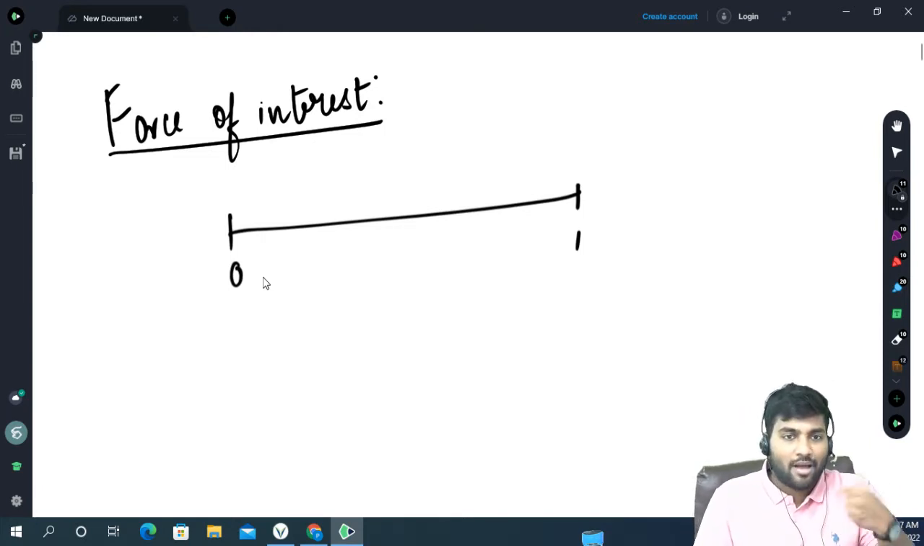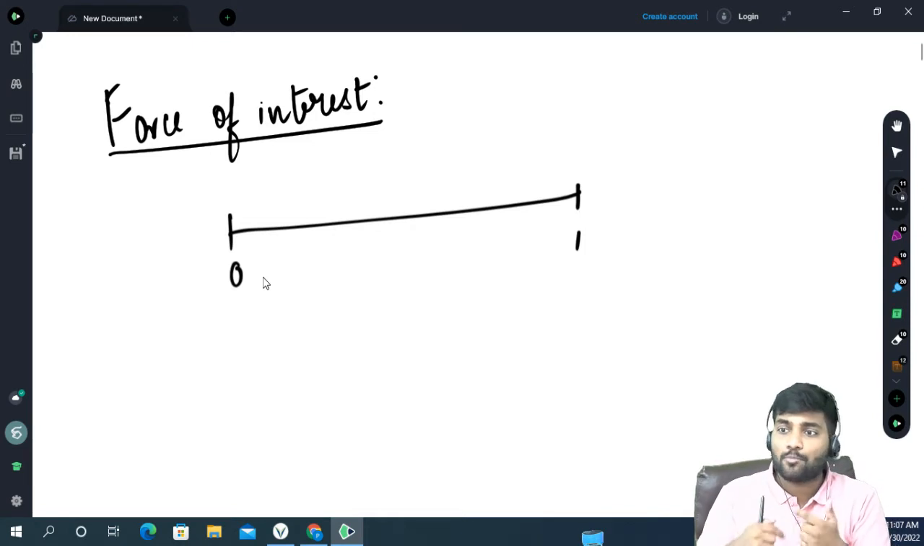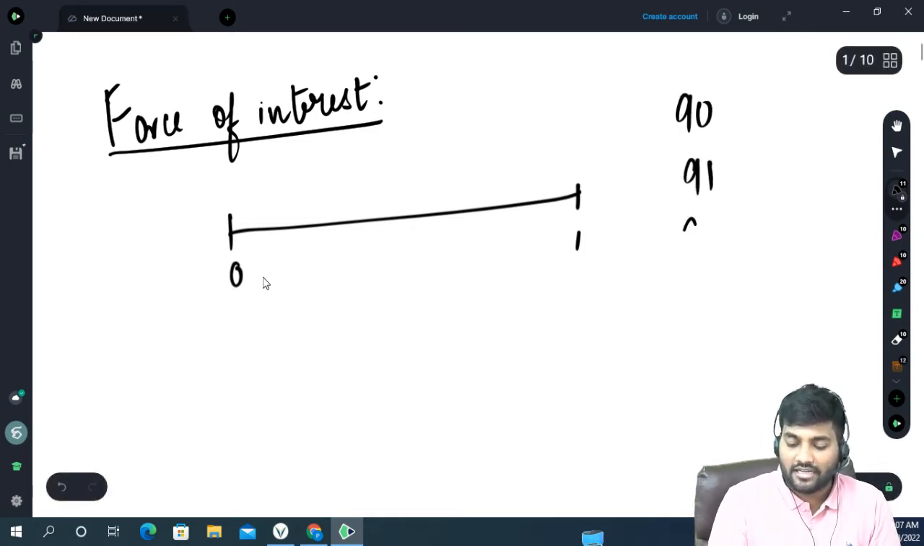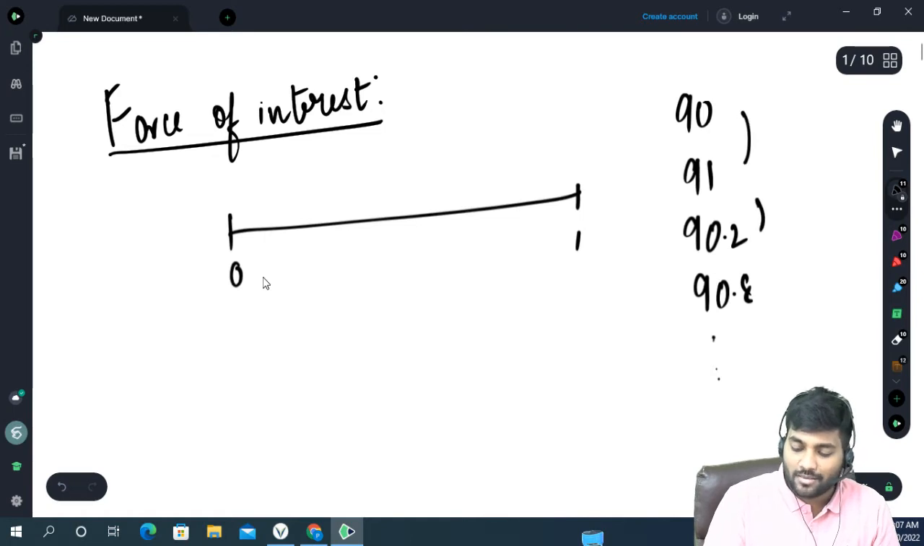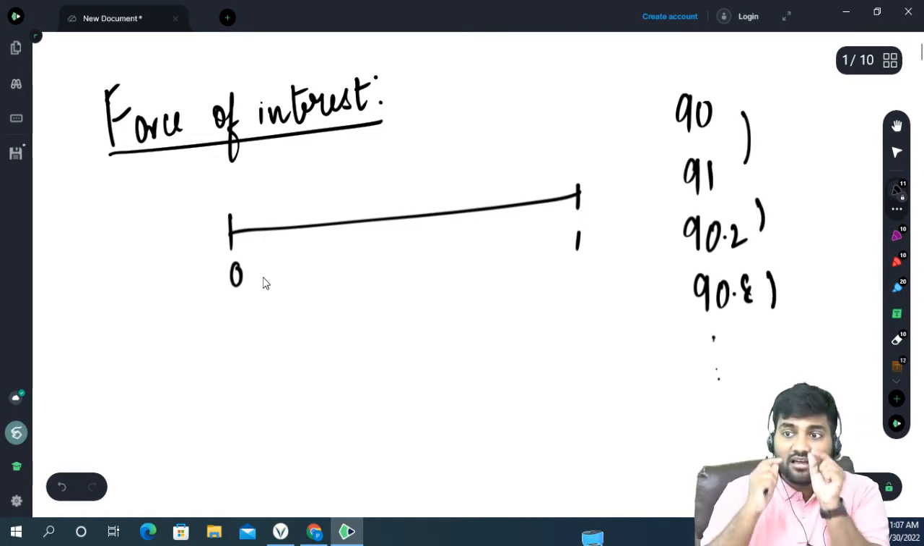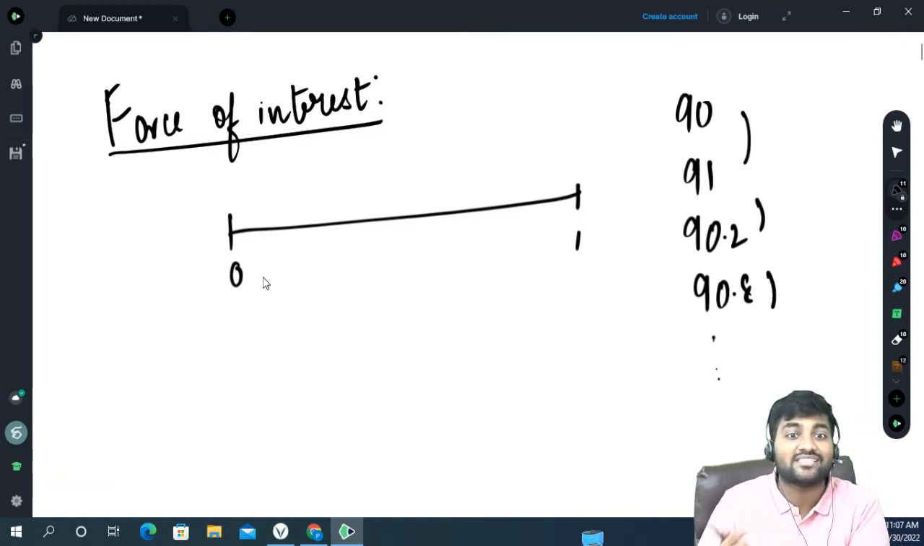If you see the share market returns, the returns are very spontaneous. Now the share price is 90. It goes up to 91, it goes down to 90.2, again 90.8. It is like this. So some are positive returns, some are negative returns, right? But the change takes place every second.